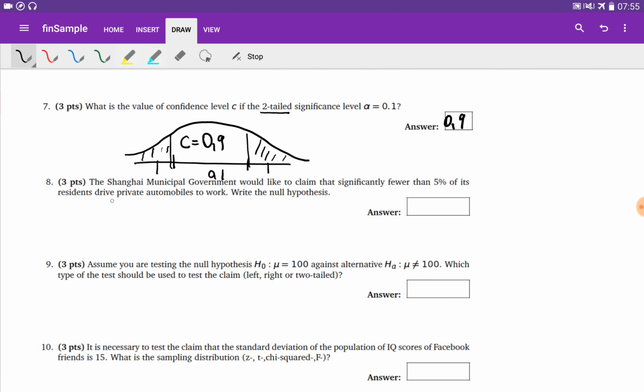The next question: the Shanghai municipal government would like to claim that significantly fewer than 5% of its residents drive private automobiles to work. So the claim is the alternative hypothesis, because it says that the proportion of people who drive automobiles is less than 5%. Right, and the null hypothesis is the opposite of this. It is going to be that the proportion is more than or equal to 0.05, and this is what we have to answer here.